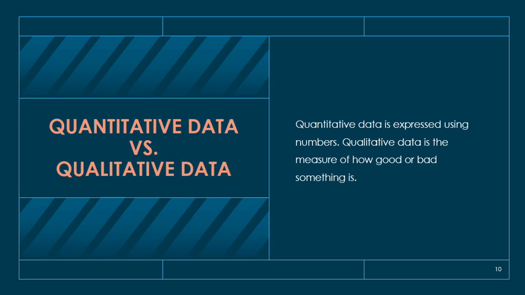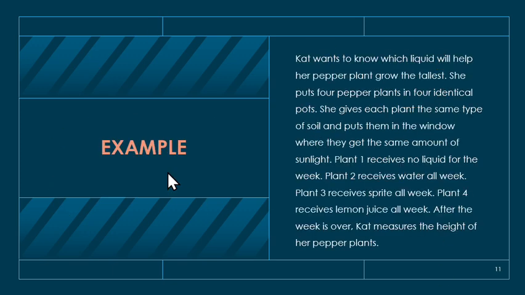And so here is our example I've been talking about. Kat wants to know which liquid will help her pepper plant grow the tallest. She puts four pepper plants in four identical pots. She gives each plant the same type of soil and puts them in the window where they get the same amount of sunlight. Plant 1 receives no liquid for the week, plant 2 receives water all week, plant 3 receives Sprite all week, and plant 4 receives lemon juice all week. After the week is over, Kat measures the height of her pepper plants. So let's go over this. You guys can try. I'll give you a few seconds.